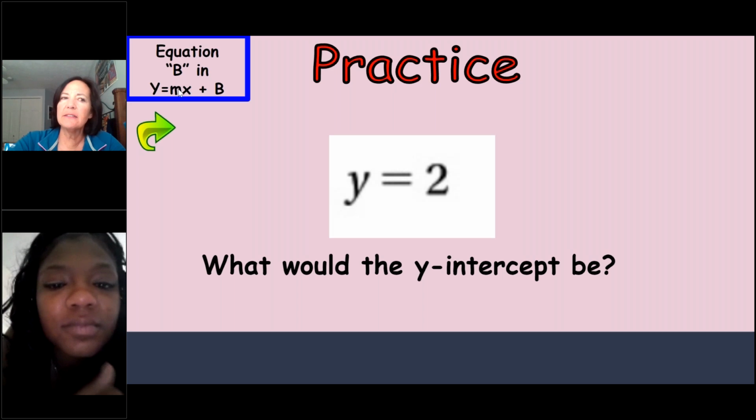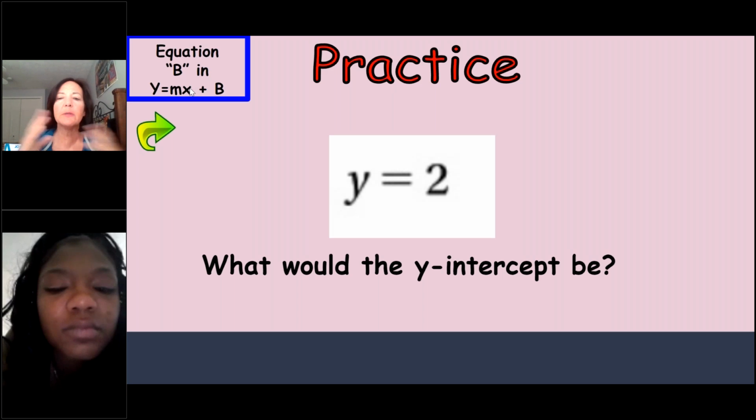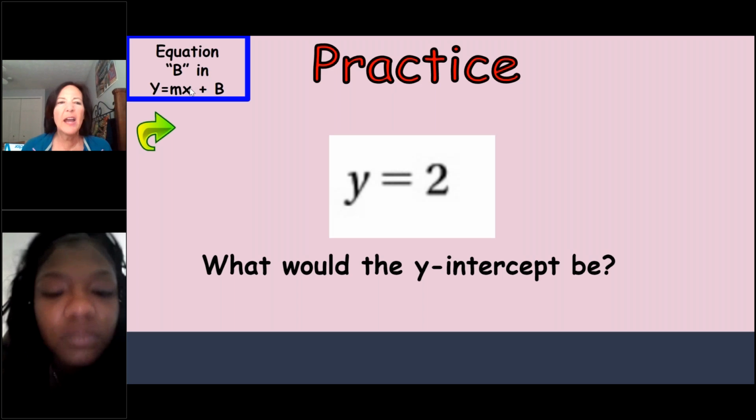What that means is that the slope for this problem would be 0, because 0 times any variable is still going to be 0. And so we don't write it that way. We wouldn't write 0x plus 2. So they just skip that part altogether.